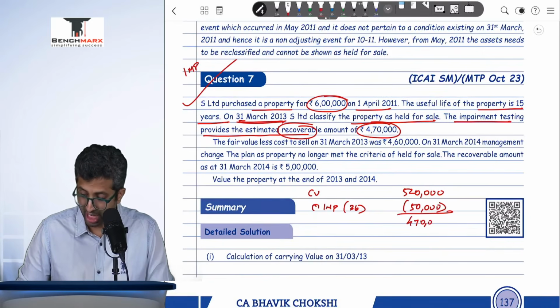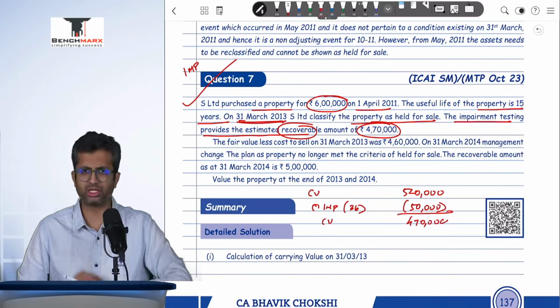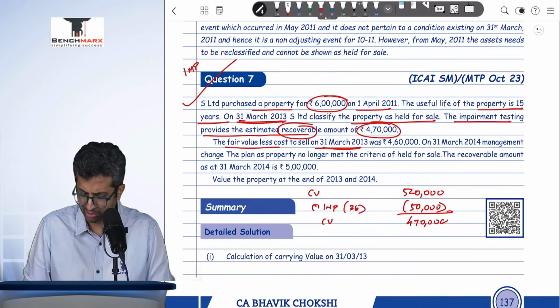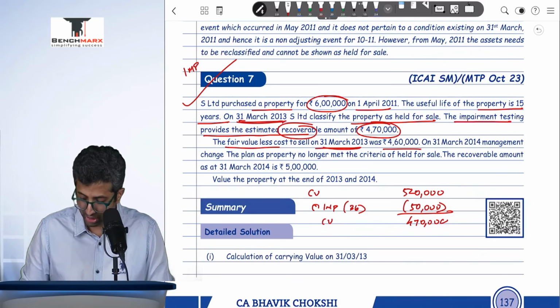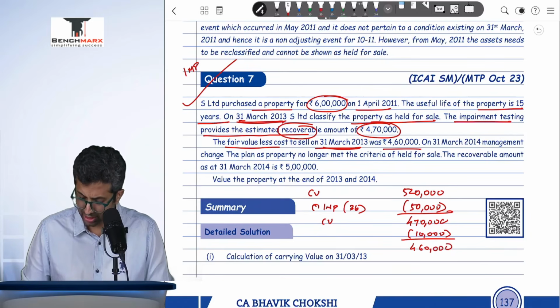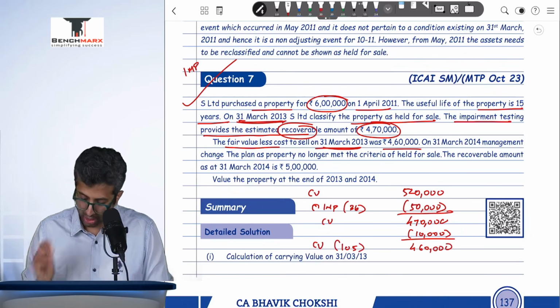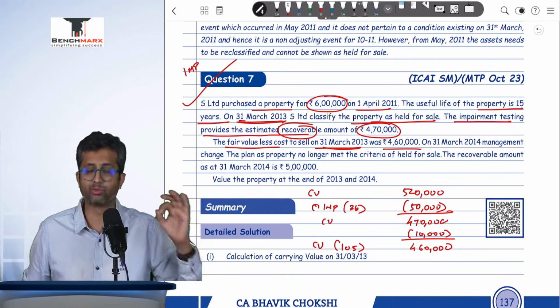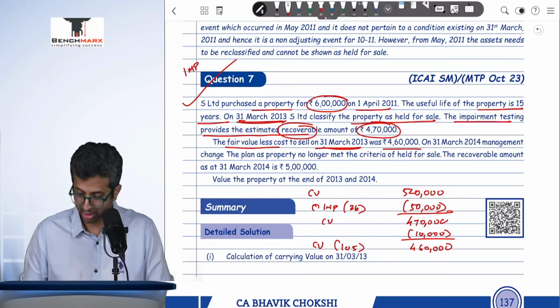4 lakh 70. Can I say this is the carrying value after applying Ind AS 16 as well as Ind AS 36. The fair value less cost to sell on 31st March 13 is 4 lakh 60, which means there will be a further write-off of 10,000. This will be under Ind AS 105, and hence this will come to 4 lakh 60,000. This will be your carrying value under Ind AS 105. You compare 470 with 460, select whichever is lower, that is 460, and hence there's a 10,000 write-off.